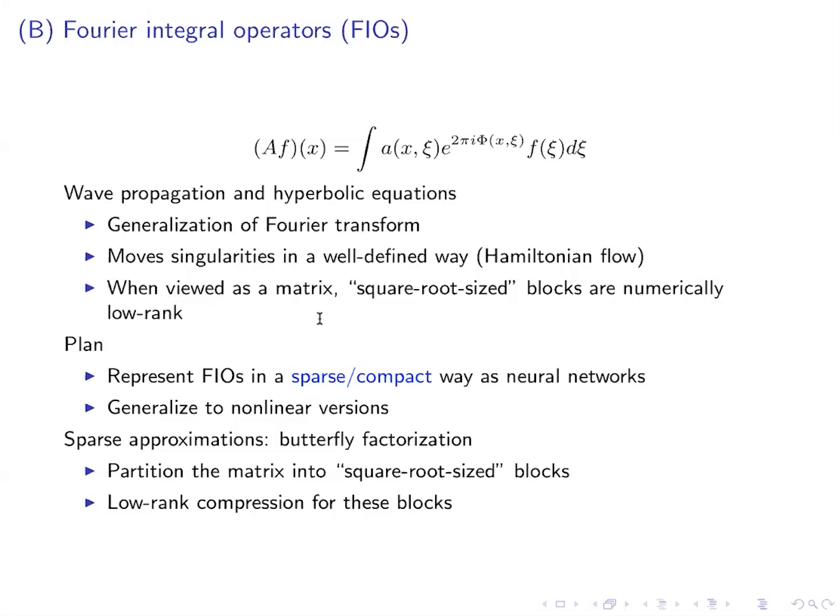So when viewed as a matrix, these operators have a very nice property, which I call square root size blocks being numerically low rank. I will show you in the next picture what I mean by that. Based on this nice low rank property, we're going to represent this Fourier integral operator again in a very sparse way, which is friendly to neural networks, so that we can implement it as a neural network and then generalize to nonlinear versions.